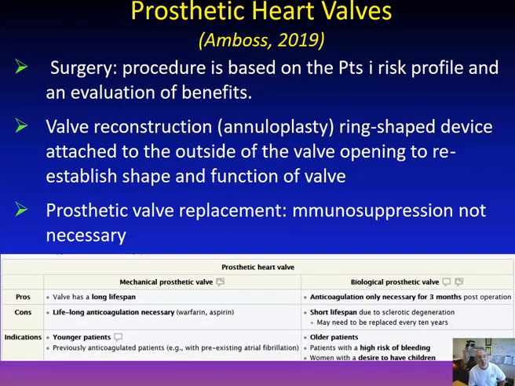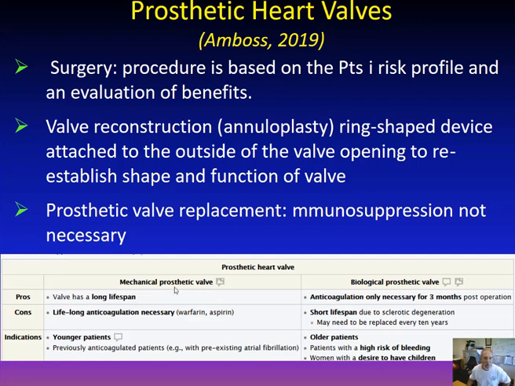Now, surgery. The procedure is based on the patient's risk profile and an evaluation of benefits. And as you saw during that American Heart Association video, there's two issues. One, which valve is it? And there's the access issue, which is primarily related to healing, and then there's the repair issue. So valve reconstruction, called an annuloplasty, uses a ring-shaped device attached to the outside of the valve opening to reestablish the shape and the function of the valve. With prosthetic valve replacement, immunosuppression isn't necessary.